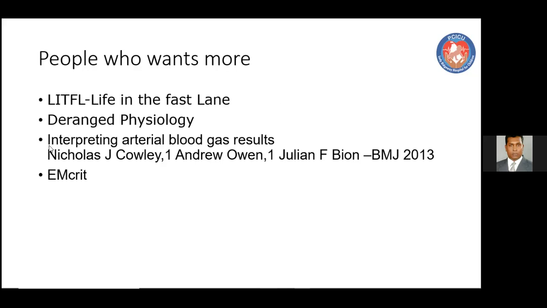And there is an article, if you put interpretation of arterial blood gas results plus BMJ in the Google search, you will get this article. It's a good article. And for emergency medicine, there is a website called EMCRIT that is also a good site to further study blood gases.